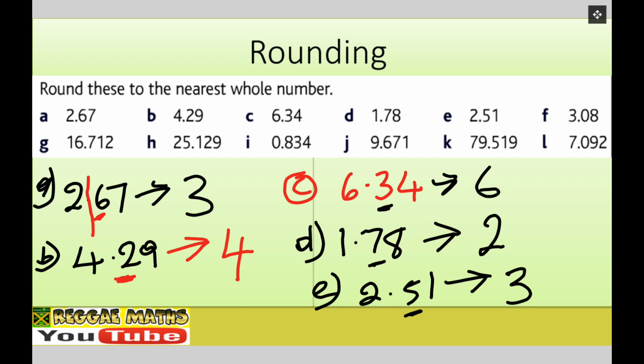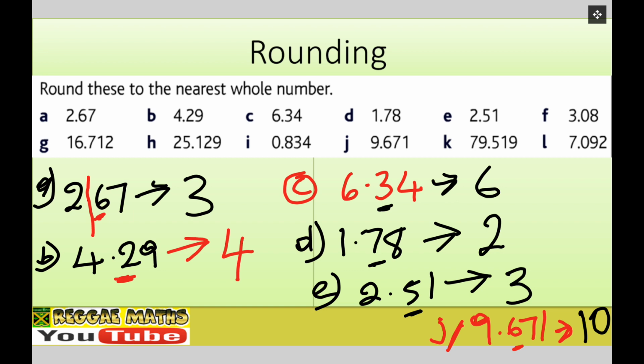Now I'm just going to do J and leave the others for you to do. So J, put that in red here, J. Okay, you've got 9.671. Don't worry. Look at the first decimal place here, 6. So this answer is 10. Okay, you add 1 to the 9, you get 10.